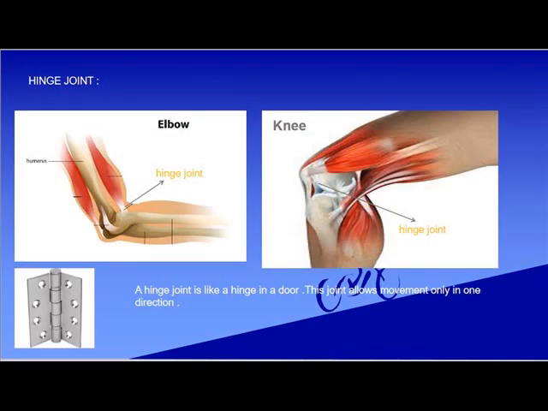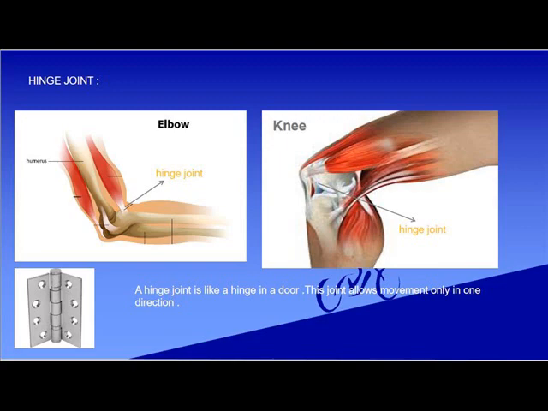Hinge joint. A hinge joint is like the hinges in a door. This type of joint is found in the elbows, fingers, knees and toes and helps us to move those parts in only one direction. For example, we can bend our lower leg backward and we can bend our elbows and touch our shoulder with our hand.